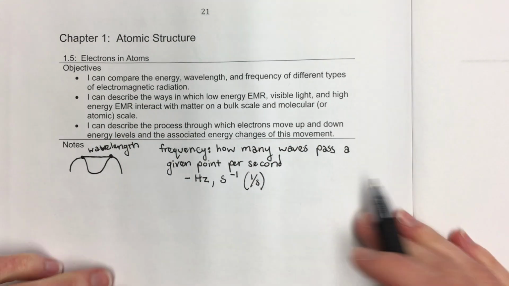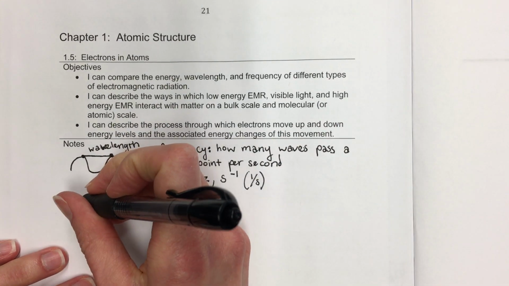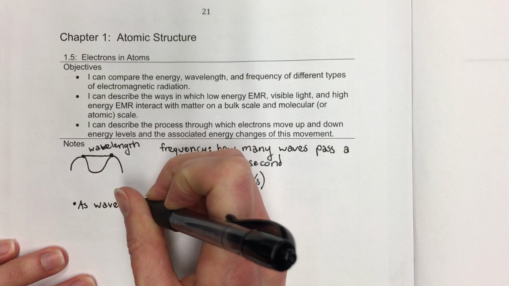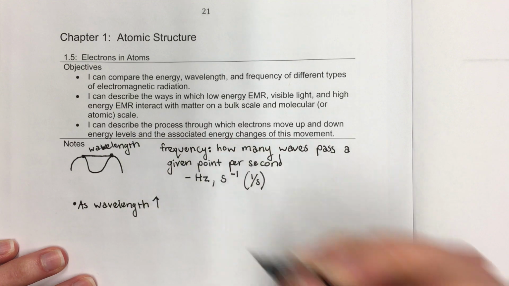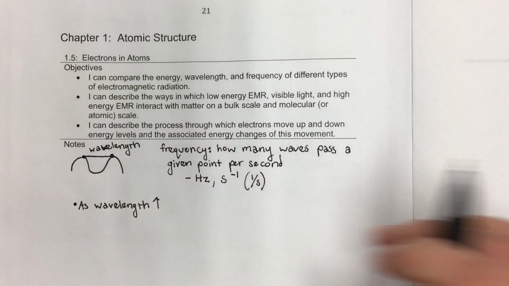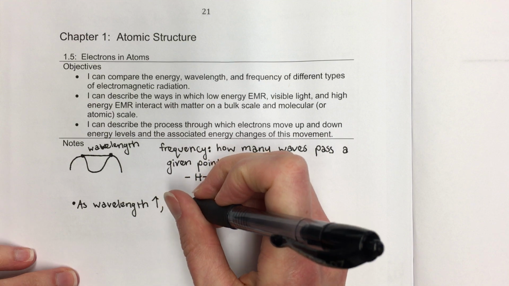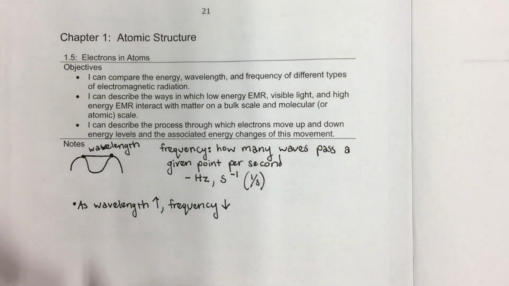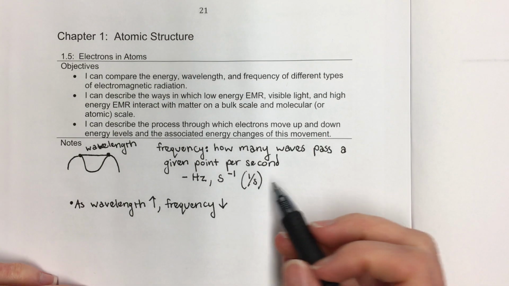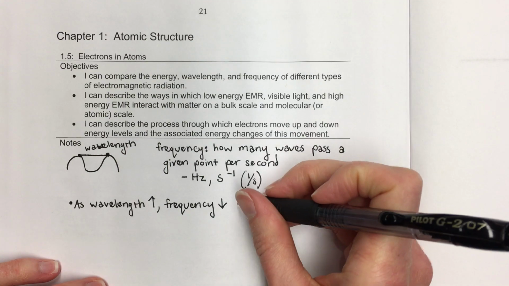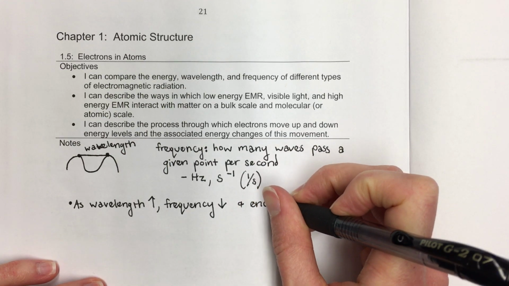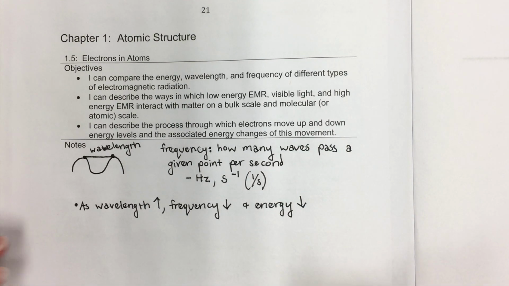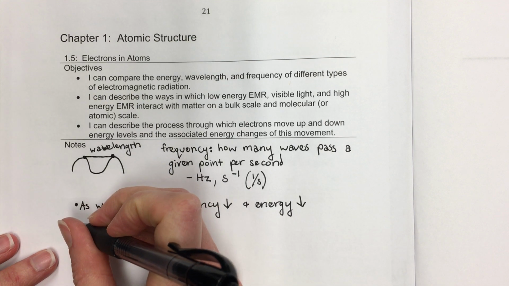Now, one thing that you really need to understand is that as wavelength goes up or increases, I'm just going to draw an up arrow to make that easier to write. So as the wavelength gets bigger, the frequency is going to go down. And if you think about it, it makes sense. If you've got long waves, they're not going to pass a given point as often. Frequency is going to go down and energy is going to go down. So long waves don't have a lot of energy. That's things like radio waves. Don't have a lot of energy.